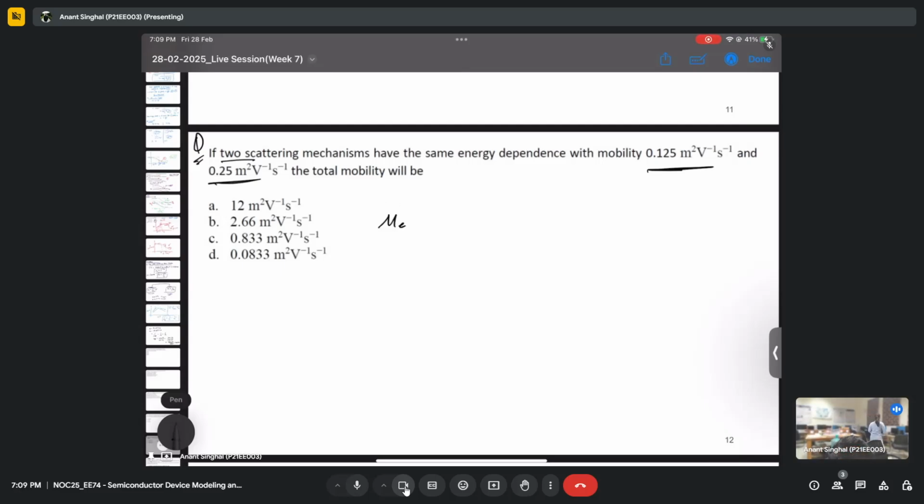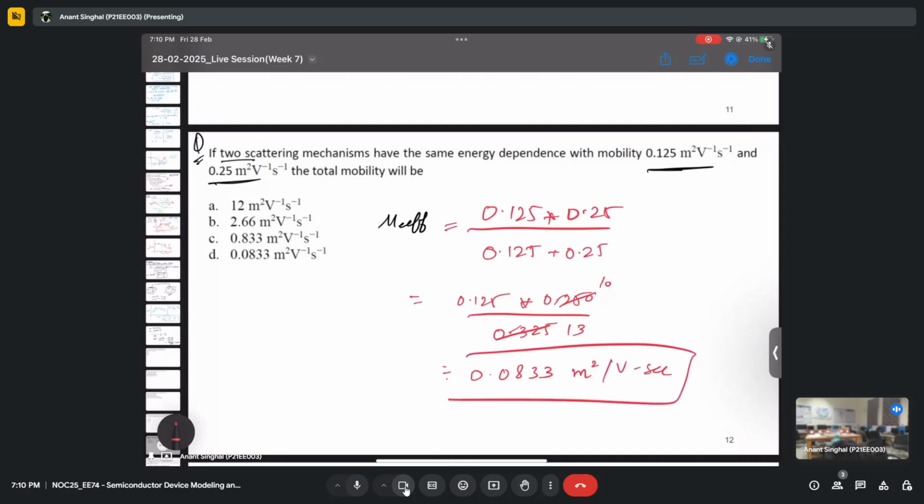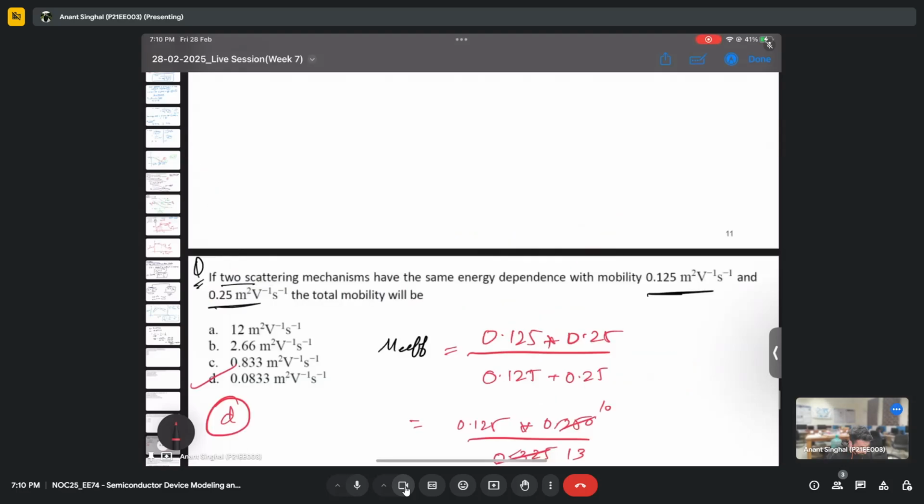So here mu effective will be 0.125 times 0.25 divided by 0.125 plus 0.25. So this is 0.0833, which is option D. So yeah, this is scattering.